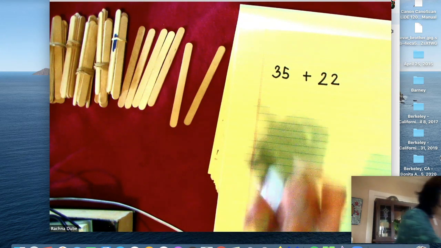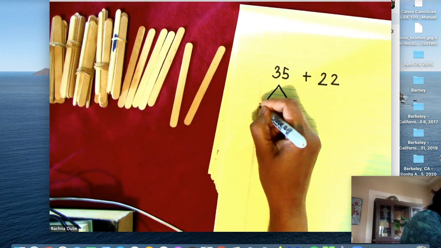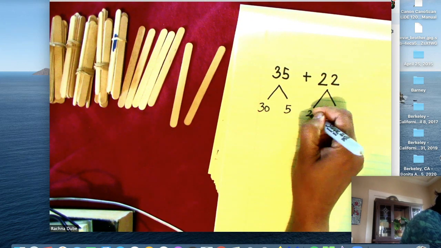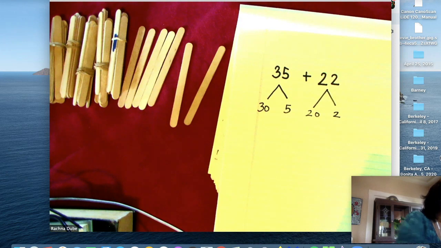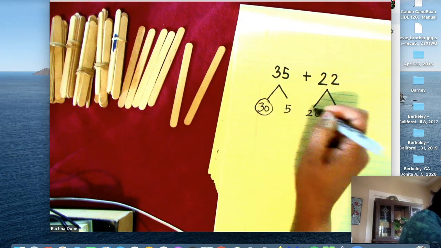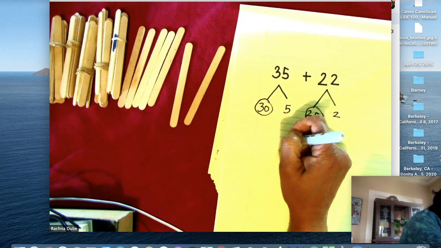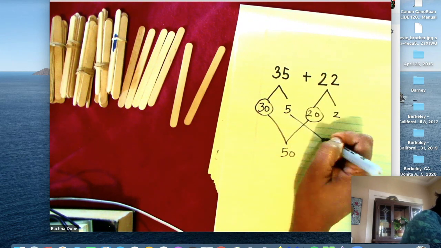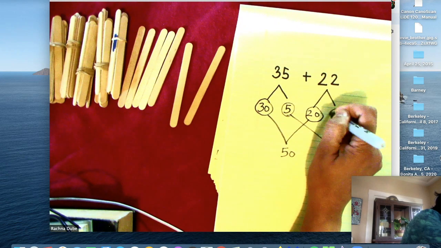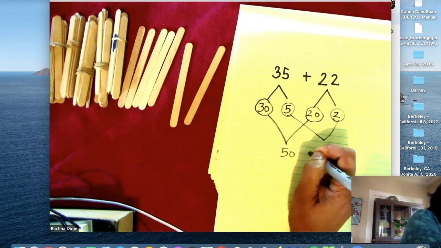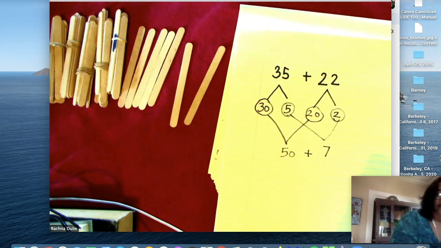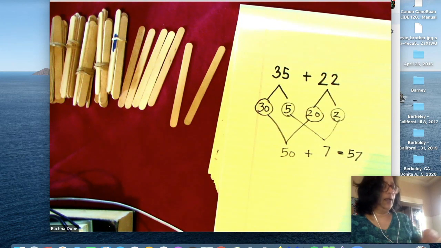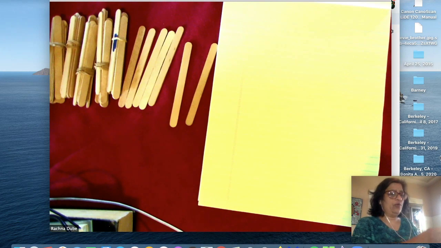Same way. So you've got 30 plus 5, and you've got 20 plus 2, right? Then you're taking your 30, you're taking your 20, you're putting them together. You've got 50, and then you're taking 5, and you're taking your 2, and then altogether that would be 7. So now you've got 50 plus 7 equals 57. Is that making sense?